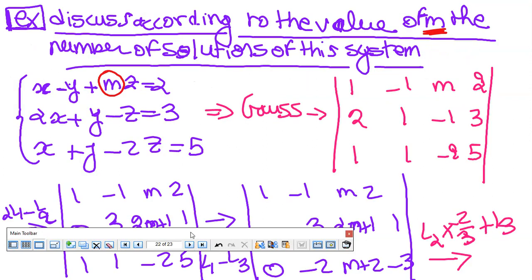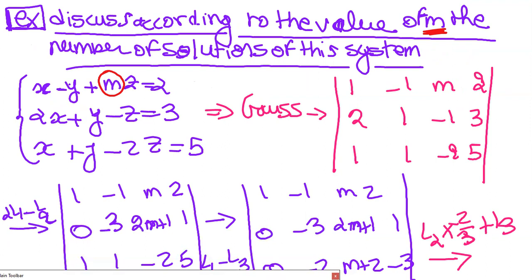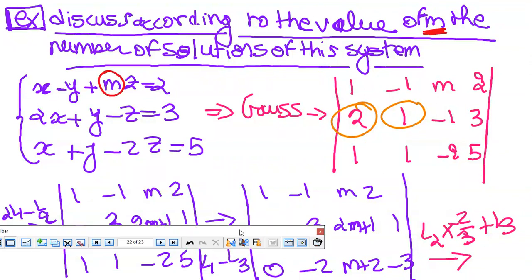So I'll give you an example. We'll do it. The question is: discuss, according to the value of m, the number of solutions of this system. So I will start first to solve it with the Gauss method. I wrote all the coefficients as we did before.